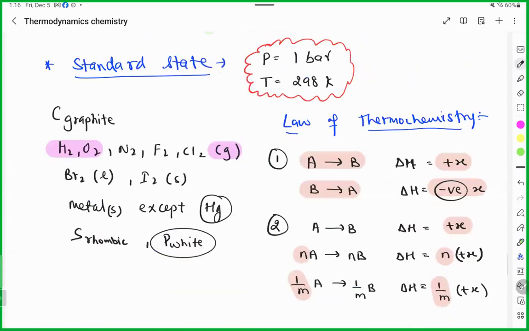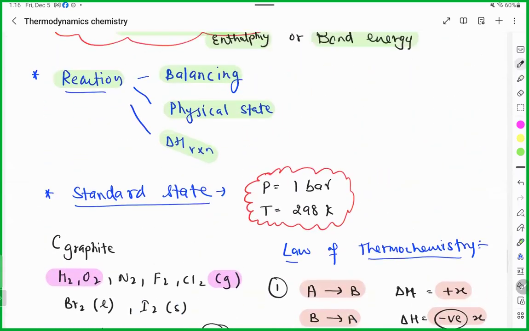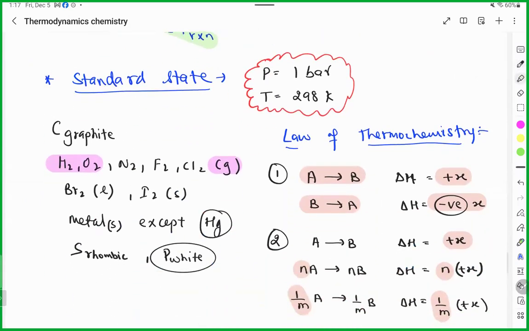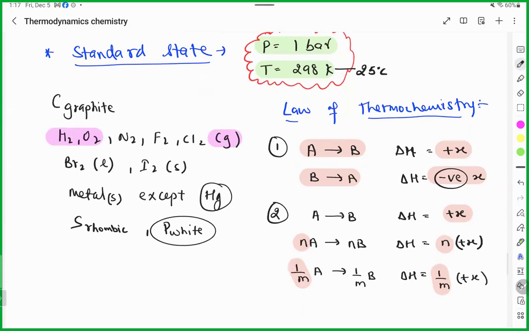Sometimes you have to determine the standard state of an element. How to check the standard state? If pressure is 1 bar and temperature is 25 degrees Celsius, that is NTP. So this is the standard state: 298 Kelvin or 25 degrees Celsius and 1 bar pressure. Okay, very important. What are the standard states?